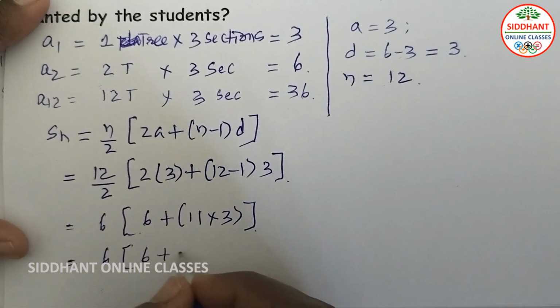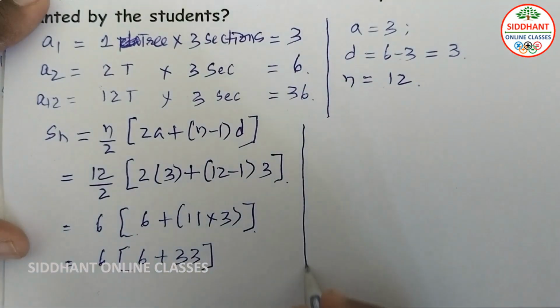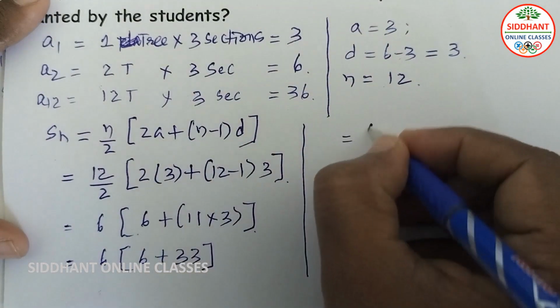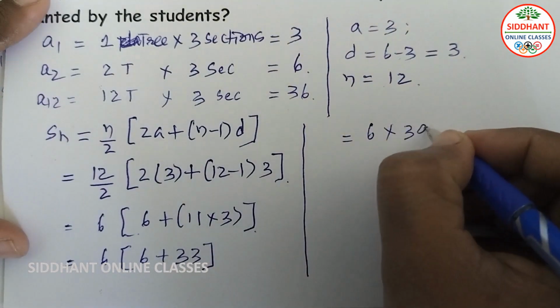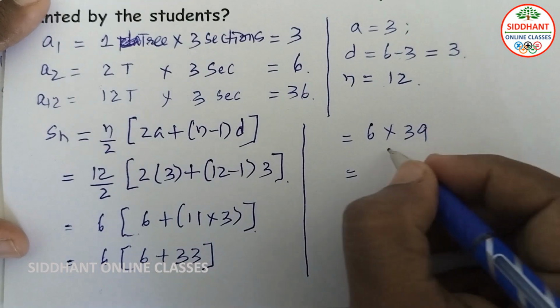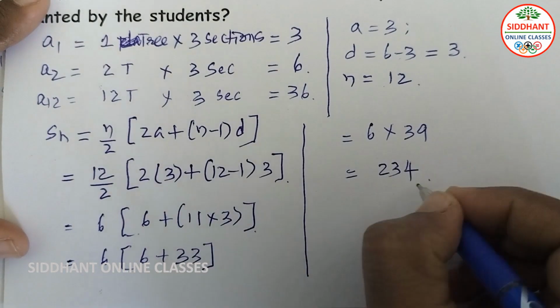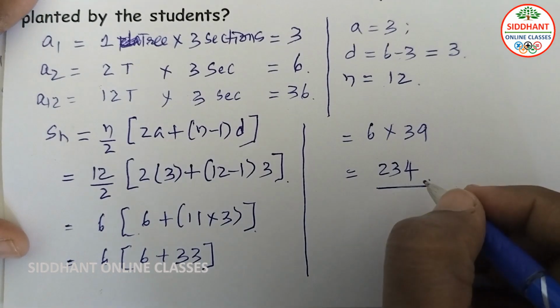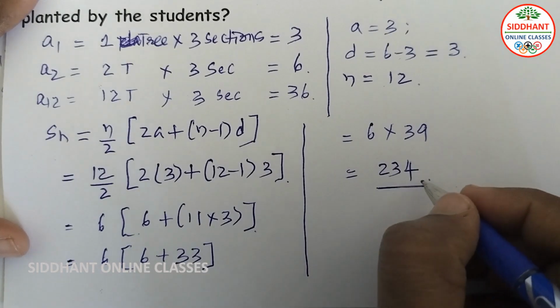Now 6 plus 33 here, so that equals 6 into (6 plus 33), which is 39 here, and 6 into 39 will be 234 here. So the total trees planted by the students are 234.